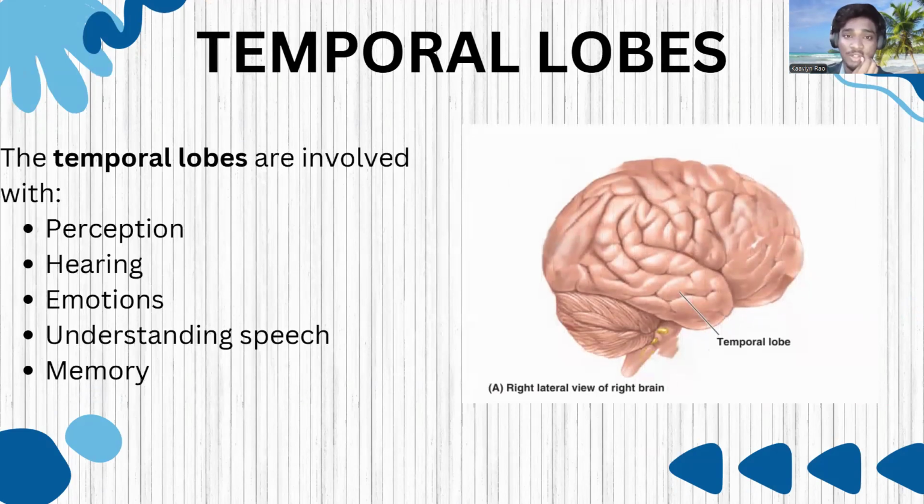Next, we're going to talk about the temporal lobe. The temporal lobes are involved with perception, hearing, emotions, understanding speech, and for memory.